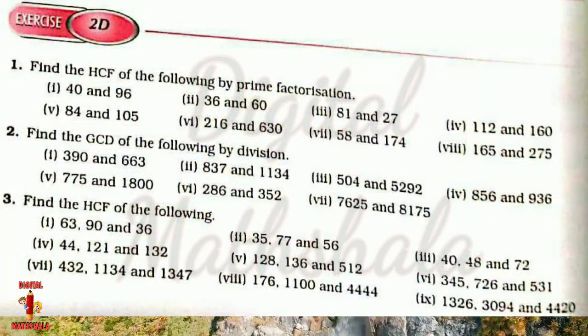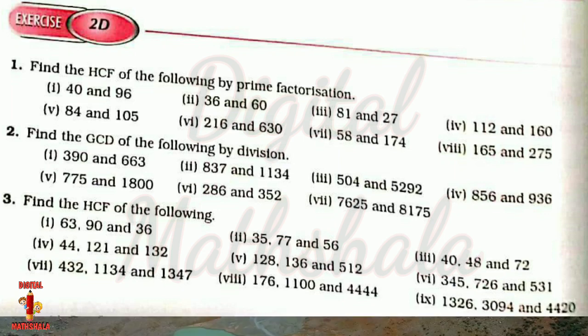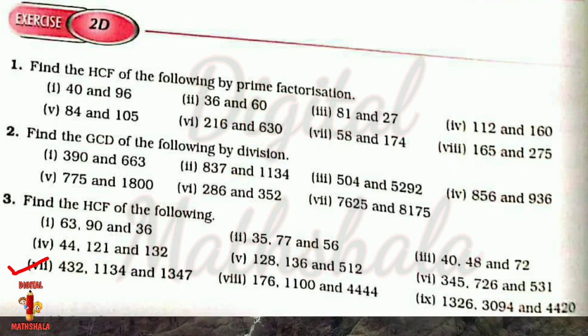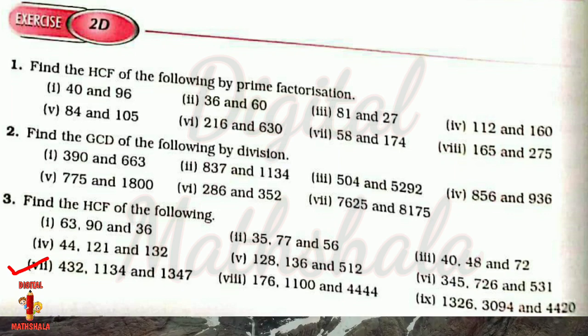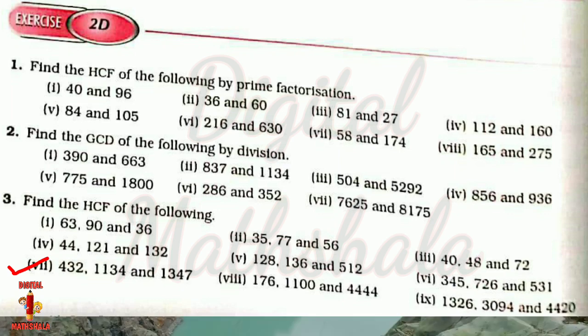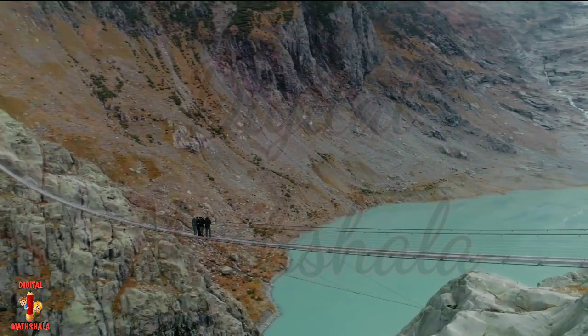Now we will see the next part of question number 3, that is part number 7. So here three numbers are given: 432, 1134, 1347. Now we will try to find out the HCF of these three numbers.